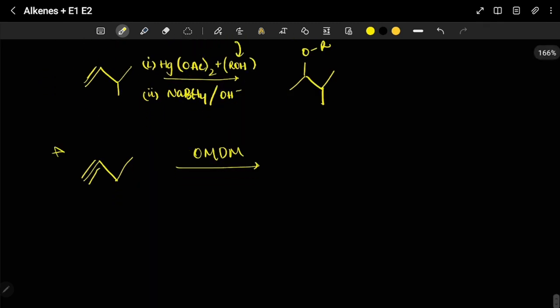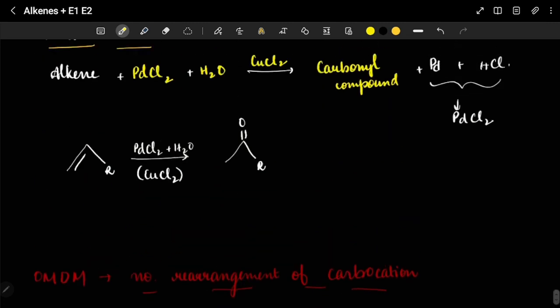And let us see a quite interesting example. The oxymercuration of 1-butyne. This is an alkyne. So what would happen? This triple bond will form a complex like this, and then OH is formed here, and another OH is formed here like this. So this is highly unstable.